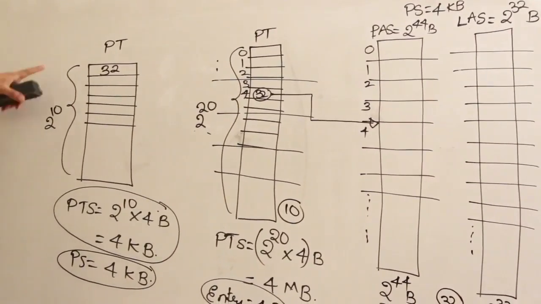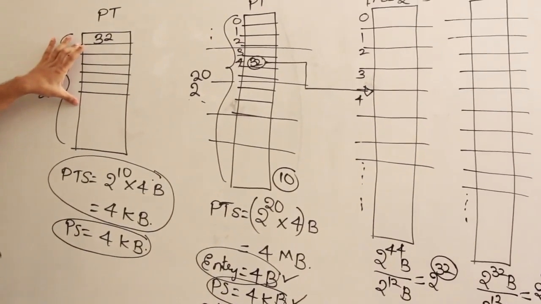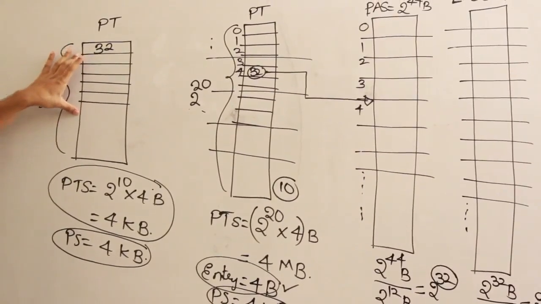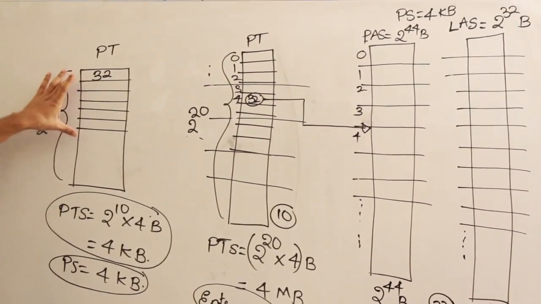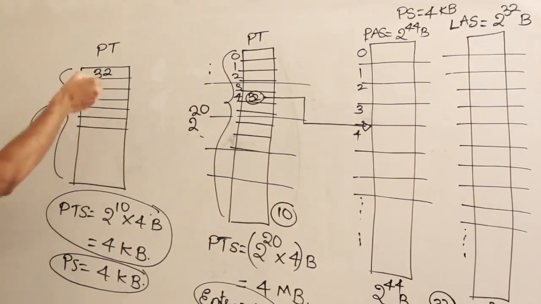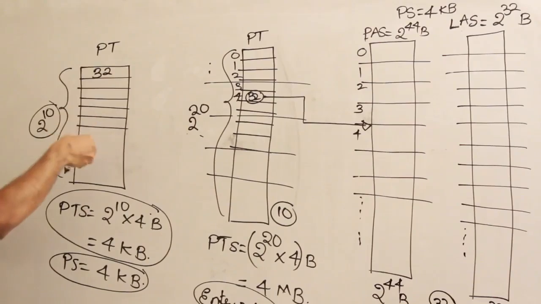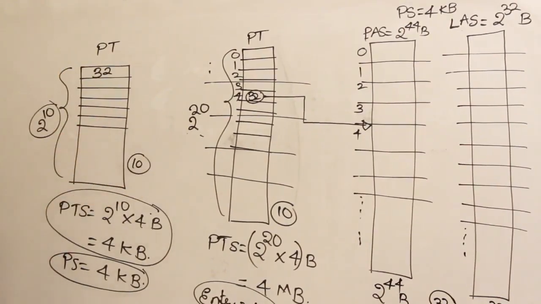Okay, now watch this one. There is only one page, right? There is only one page. There is no need of paging here. I mean, paging is required, but then only one page is there. And how many entries are present in this one page? 2 power 10. So in order to identify one of the entries, how many bits are required? 10 bits, straightforward. Got it?